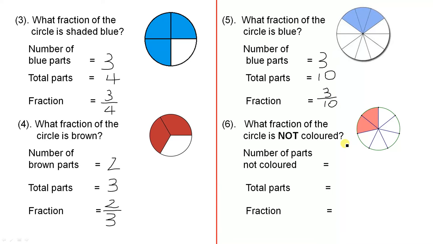What fraction of the circle is not coloured? Now we'll assume that the white parts are the ones that are not coloured. So the number of parts not coloured are 1, 2, 3, 4, 5. So 5 parts are not coloured. The total parts, if we count them, are 7. So the fraction equals 5 over 7 that are not coloured. That is our fraction, 5 over 7. Now we'll go to the next slide.